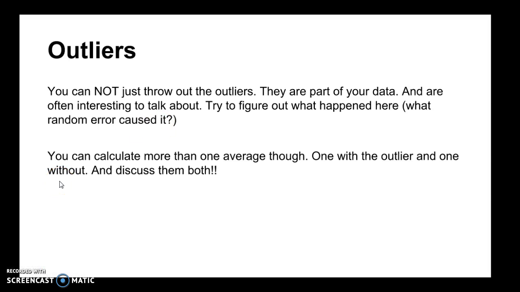One approach that you could take to incorporate the outlier into your data is to calculate an average of your trials with the outlier and without the outlier and discuss them both. And you can talk about how much the outlier is throwing off your data, or what the difference is between what your data would be if everything fit the pattern and then your data with the outliers that you had.